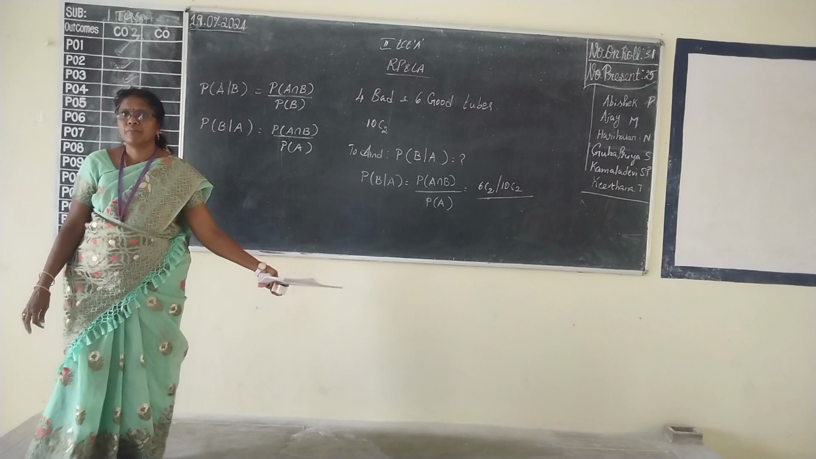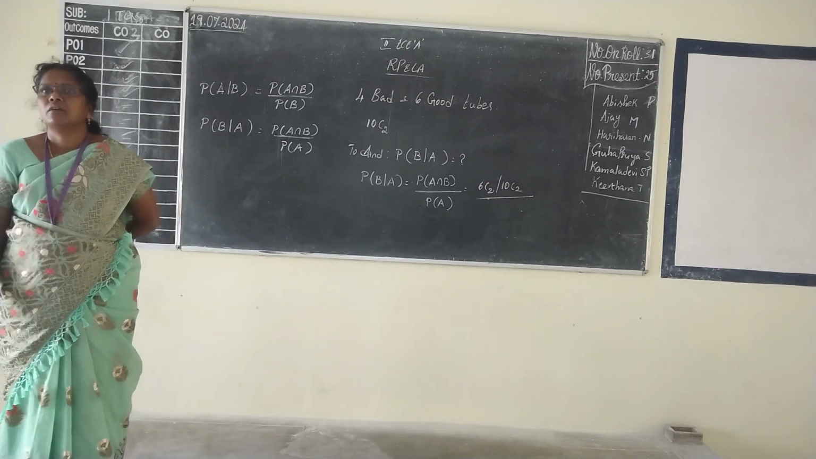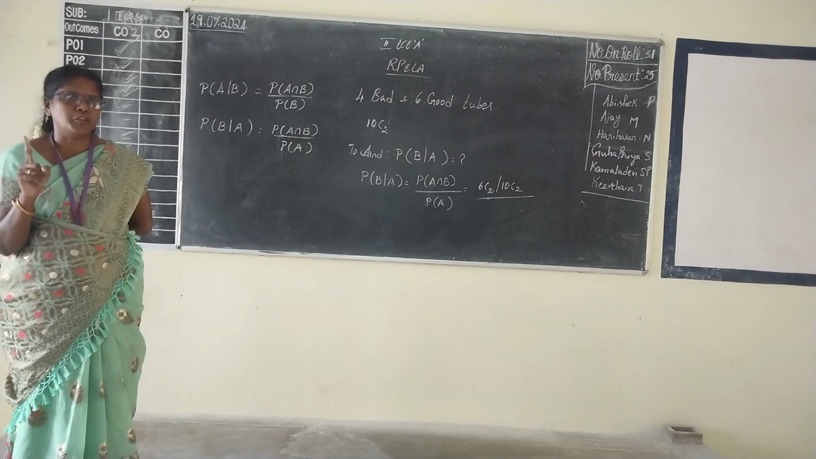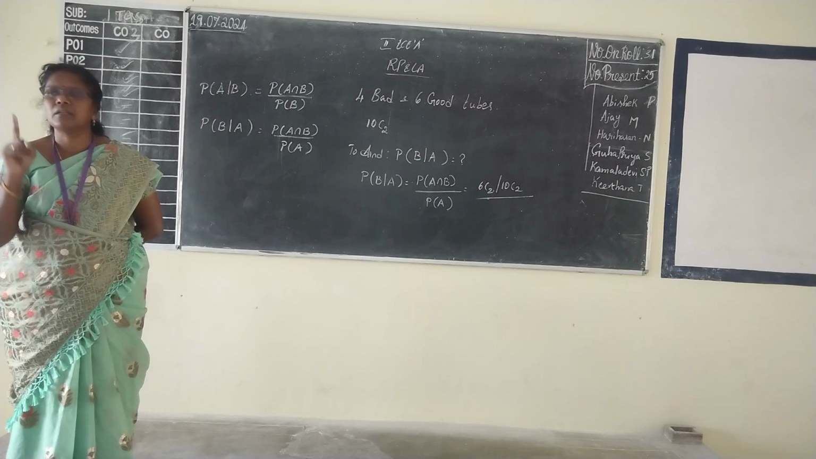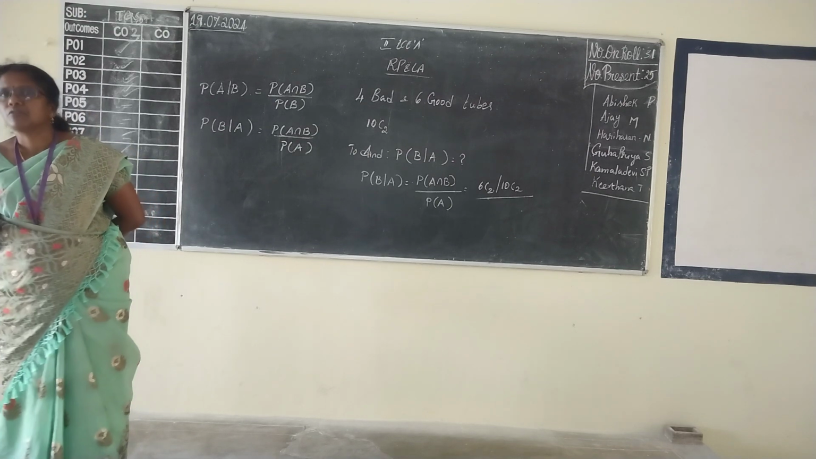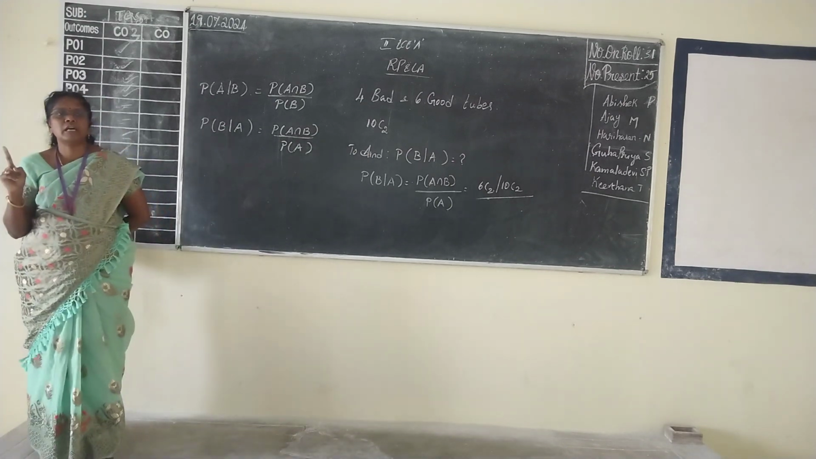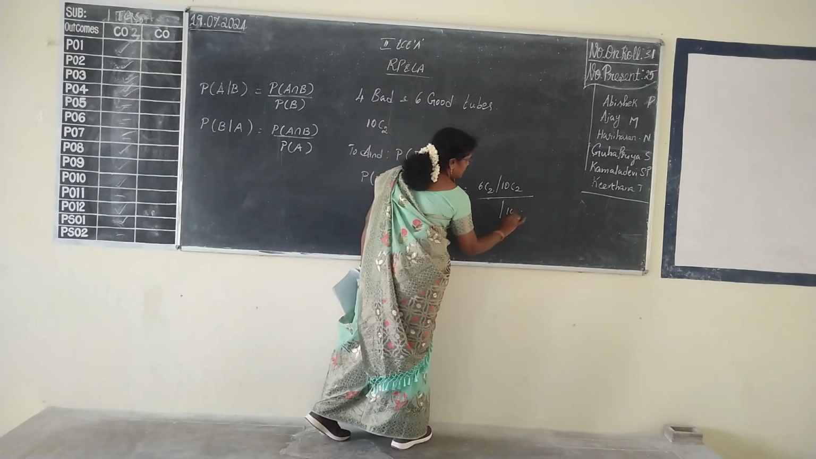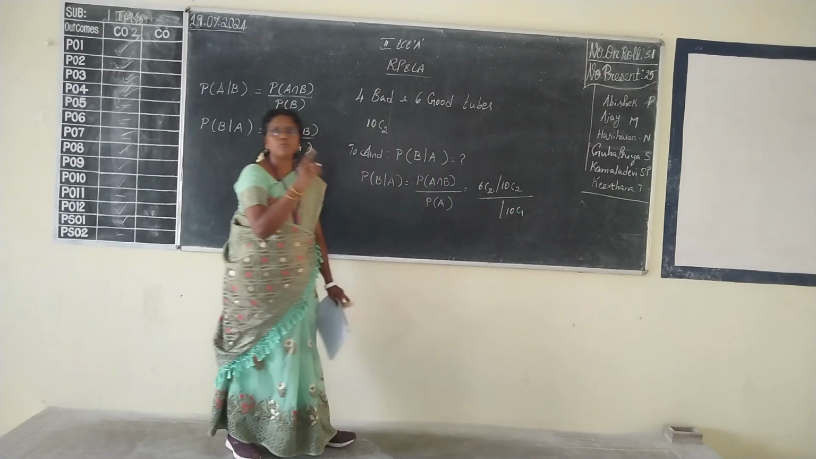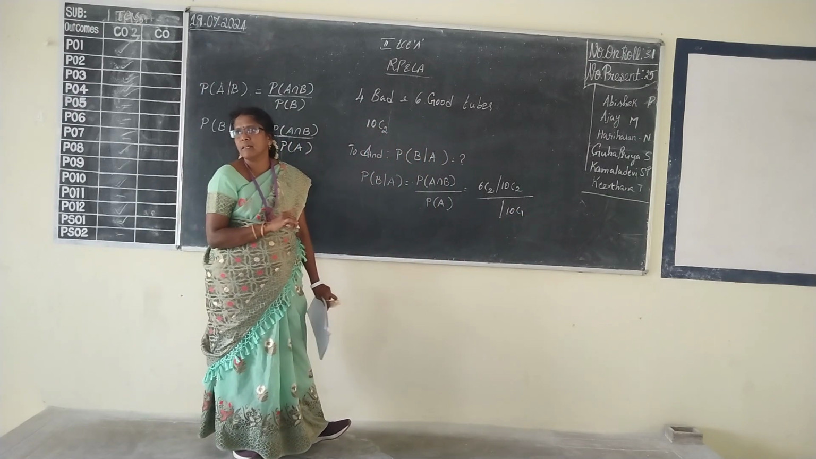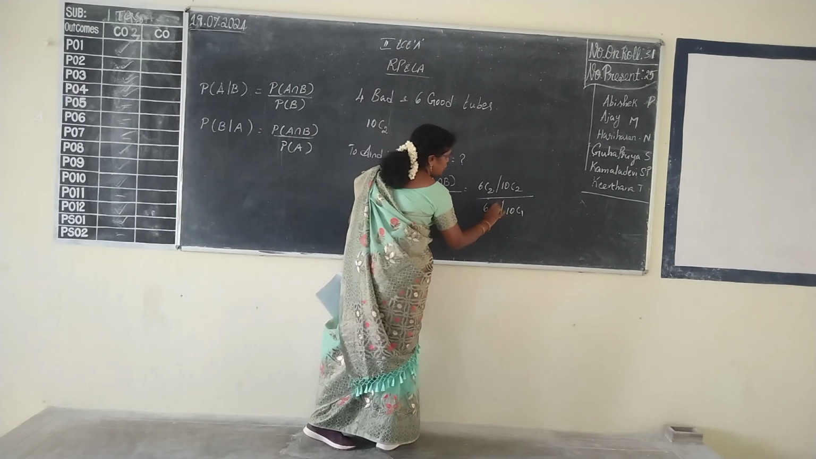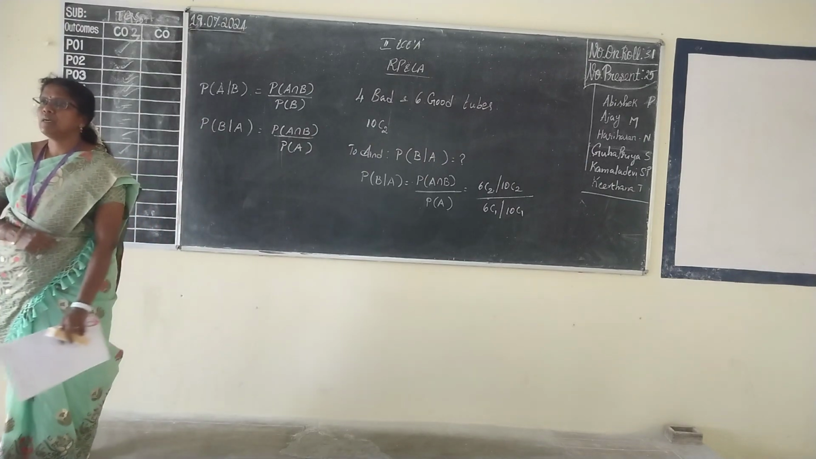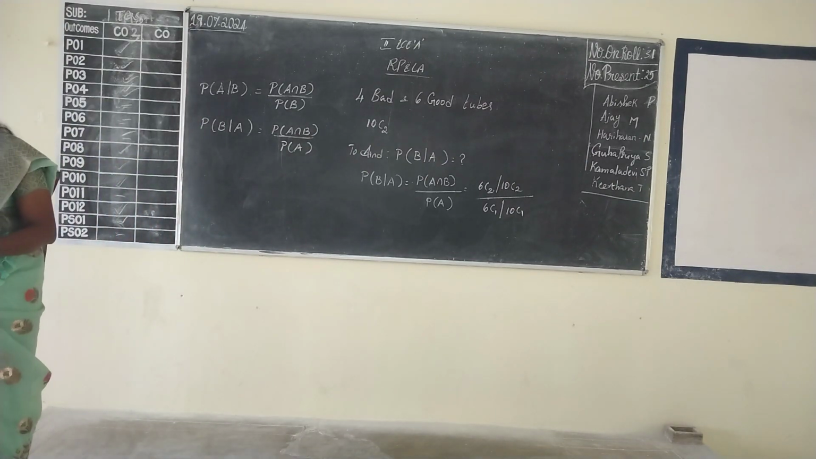Denominator, P of A. So you are going to take one tube or two tubes? P of A means the first tube. You are going to take only one tube. That one tube should be a good one. Now how many tubes are there? 10. Out of that you are going to pick 1. That one tube should be a good one. How many goods are there? 6. So out of 6 you are going to pick 1. These are the values. Can you understand now? Favorable over exhaustive.